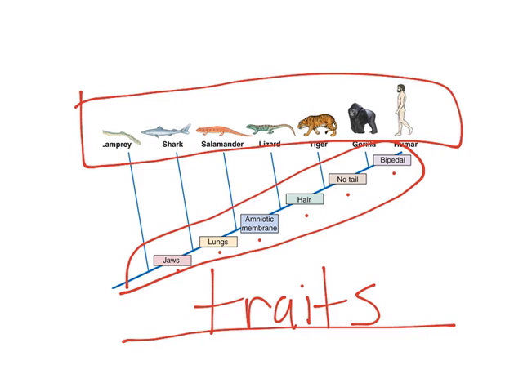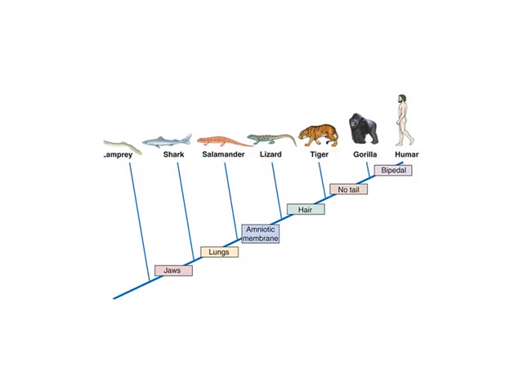Now, to analyze this cladogram, you need to look at the nodes. The node is the place on the cladogram where the line comes out. It breaks out from the node. That means that anything before that node, that particular organism has.